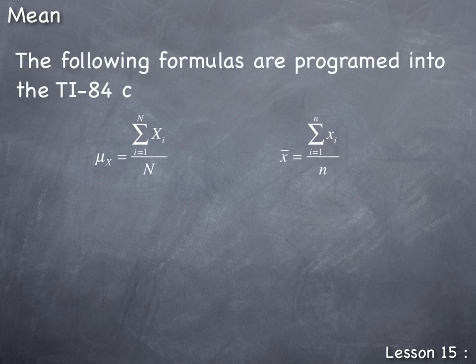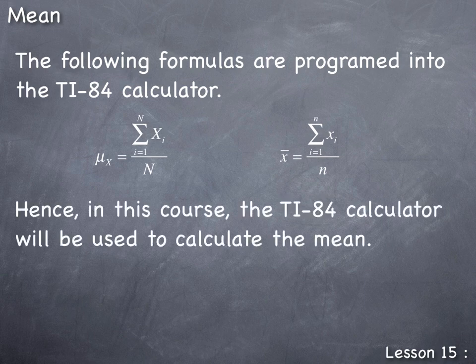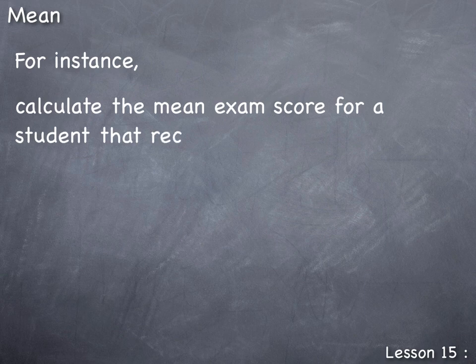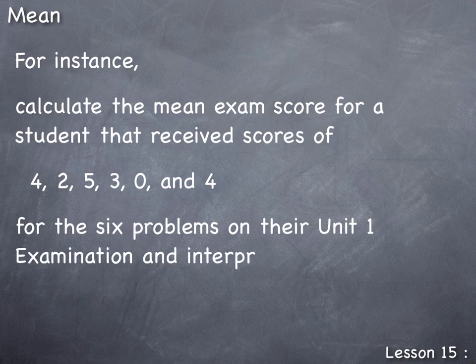The following formulas are programmed into the TI-84 calculator. Hence, in this course, the TI-84 calculator will be used to calculate the mean. For instance, calculate the mean exam score for a student that receives scores of 4, 2, 5, 3, 0, and 4 for the 6 problems on their Unit 1 examination and interpret the result.